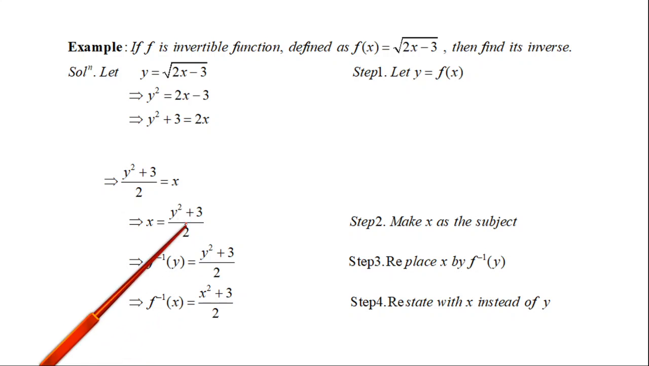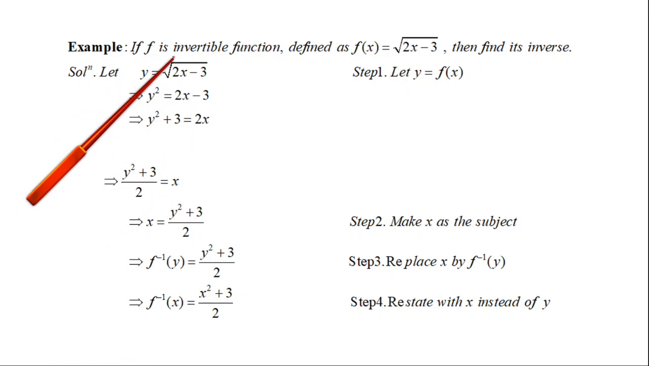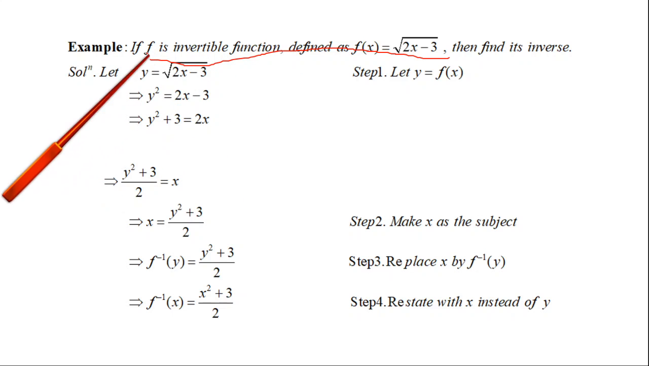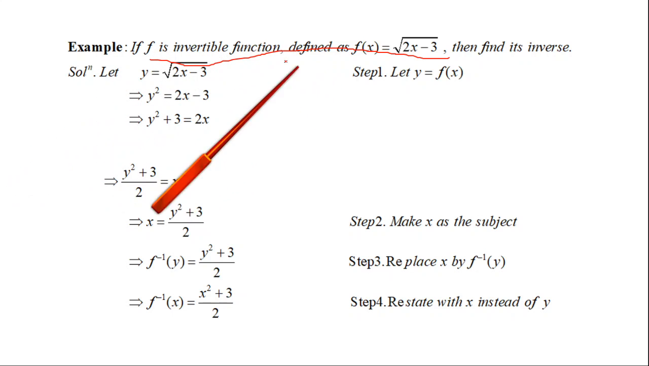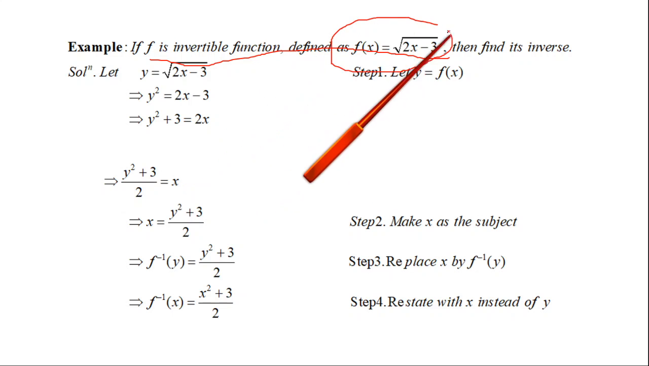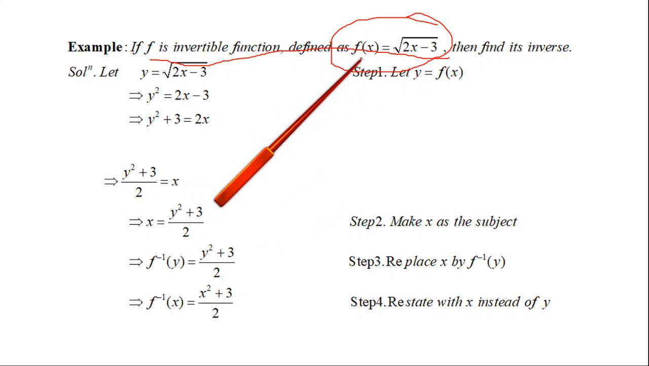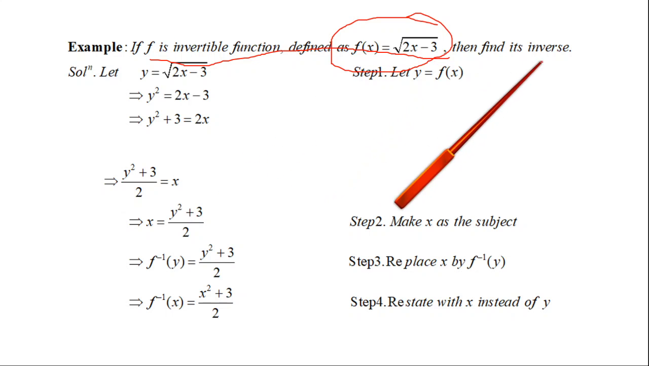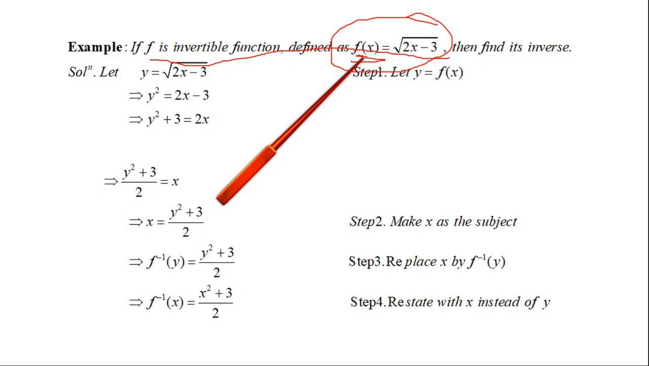So let us try to find out the inverse of this function. Following those steps, here it is given that f is invertible. That means f is one-one and onto. So we need to find the inverse of this function. The definition of f is this: f of x equal to square root of 2x minus 3. So here f(x) is given to us.